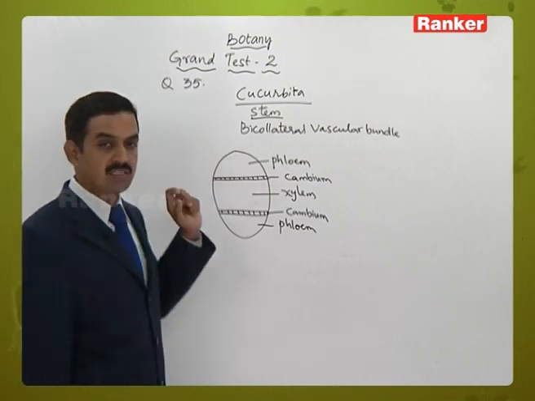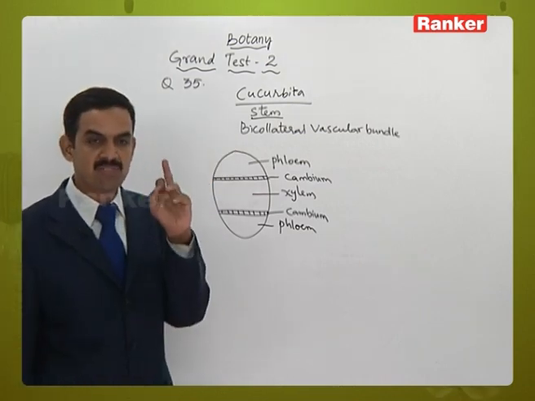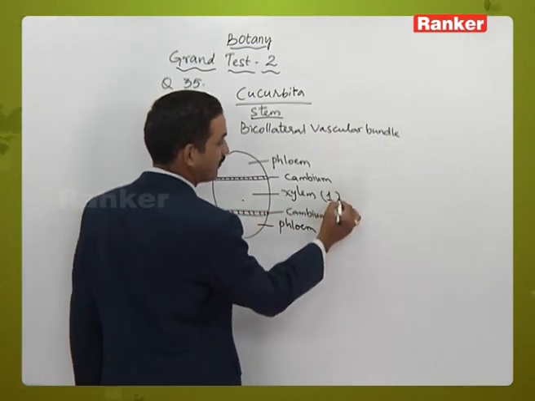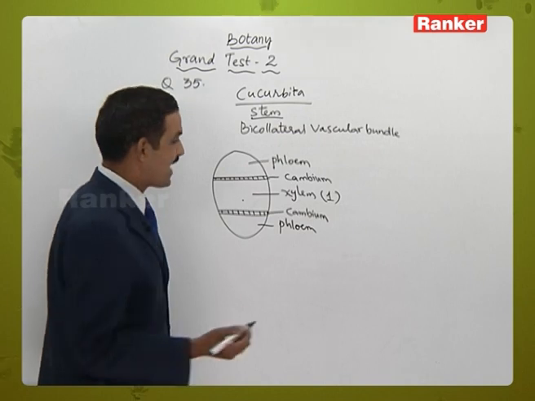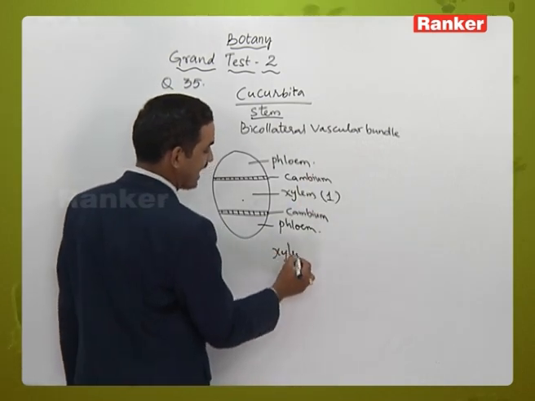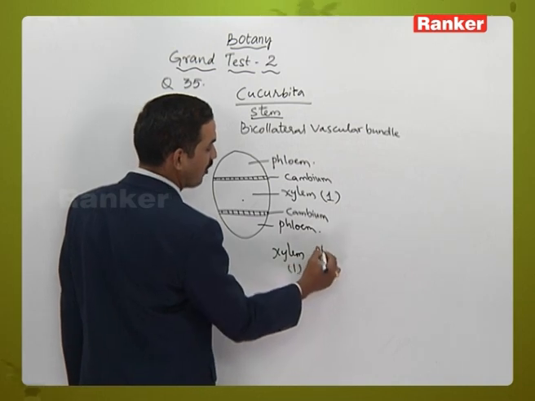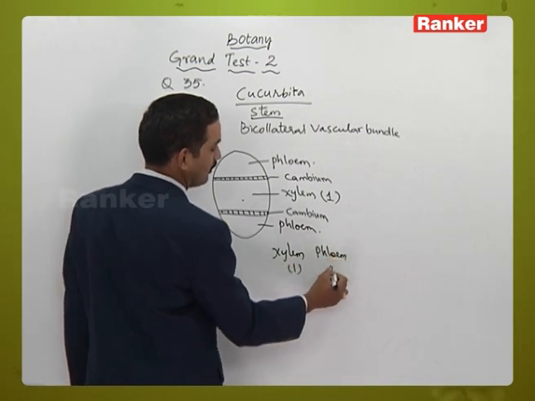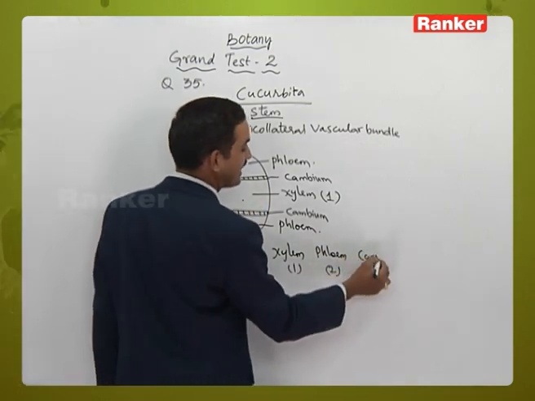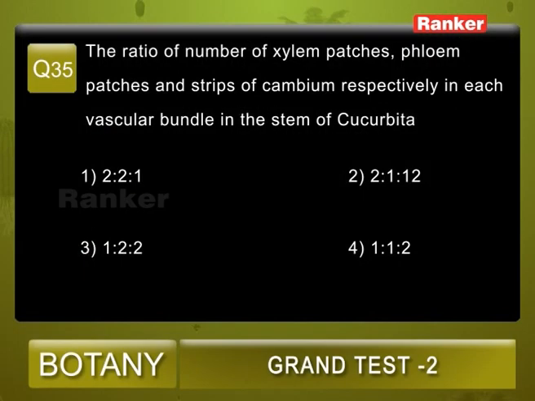In this one, the question is related to the number of xylem patches. How many xylem patches are there? Only one is present, right? Then phloem patches, here 1 and 1. So the total number of phloem patches: xylem patches is 1 and phloem patches are 2. And the cambium strips. How many cambium strips are there in this one? 2. So the ratio between them is 1:2:2. So question number 35, the correct answer is 3.